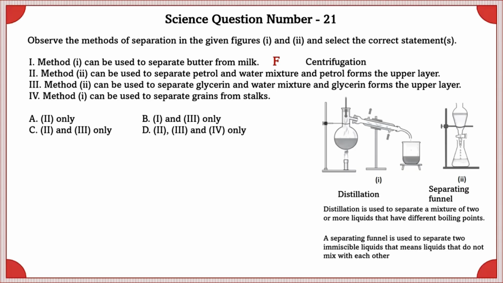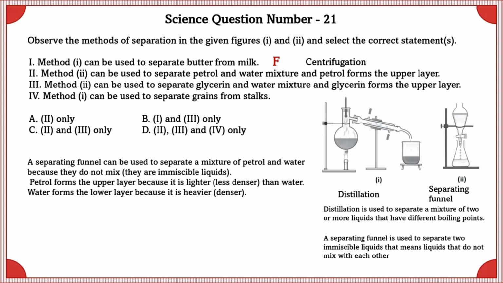Method 2 can be used to separate petrol and water mixture, and petrol forms the upper layer. A separating funnel can be used to separate a mixture of petrol and water because they do not mix, that is, they are immiscible liquids. Petrol forms the upper layer because it's lighter, that is, less dense than water. Water forms the lower layer because it's heavier, denser. So the second statement is true.